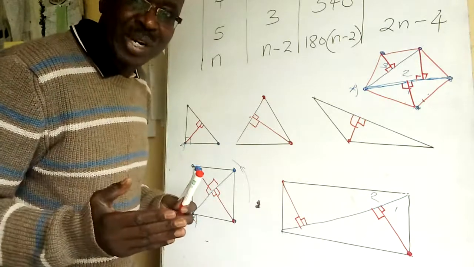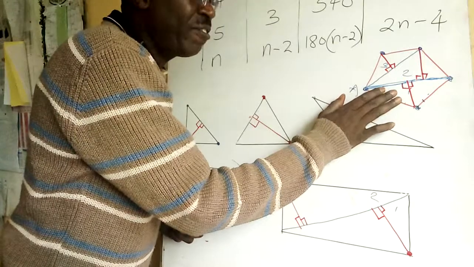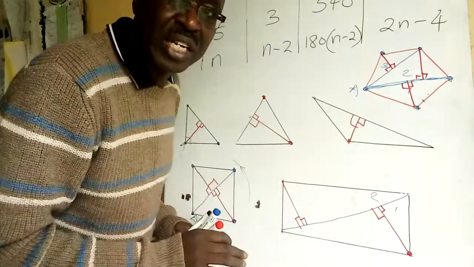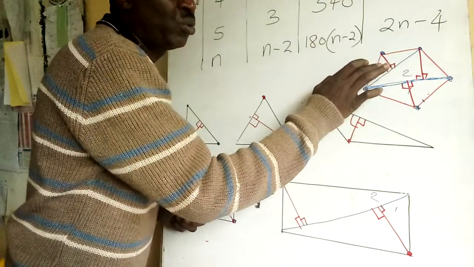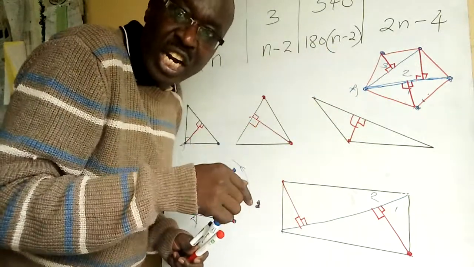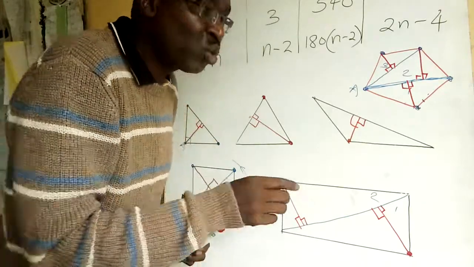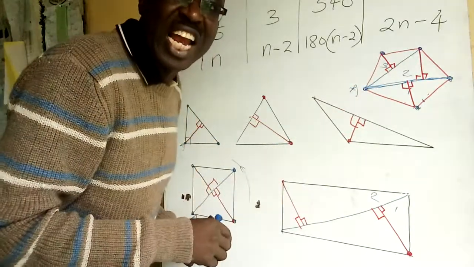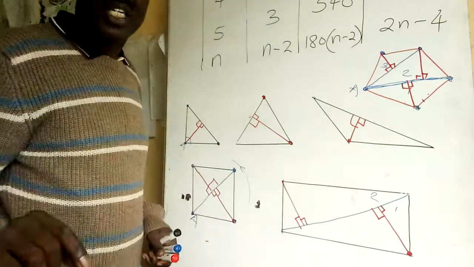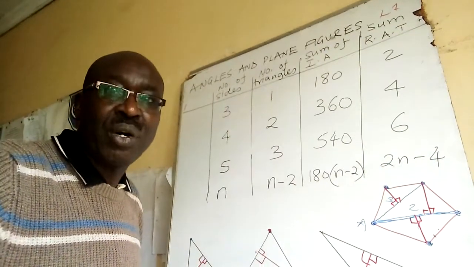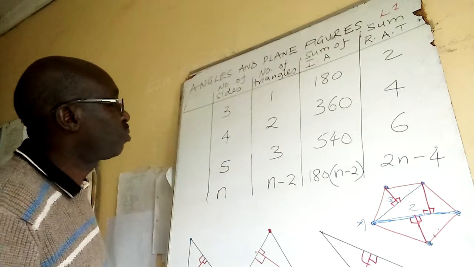So look at the pattern. In a 5-sided figure, how many triangles are formed? 3. Okay? 1, 2, 3. And each triangle has generated two 90s. So what is the total of 90s that are there? 6. So I want us now to go back to our table and make some relation.